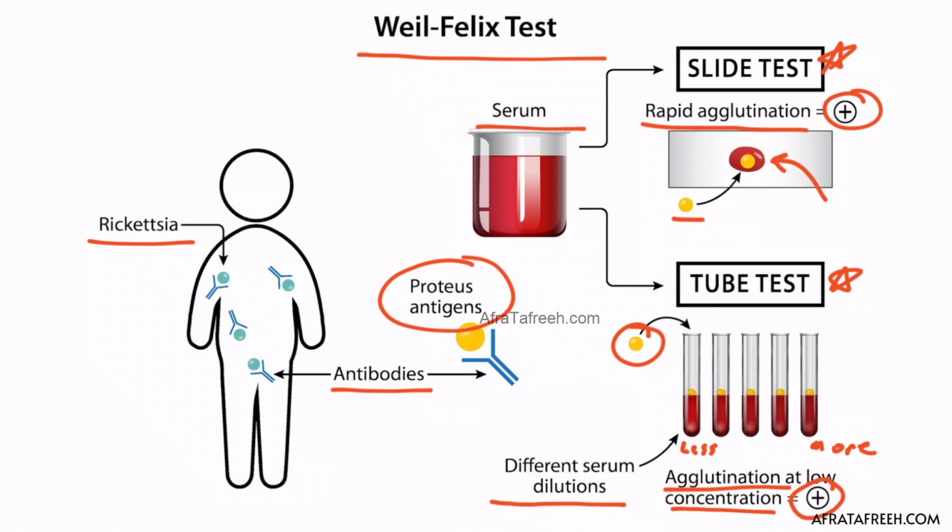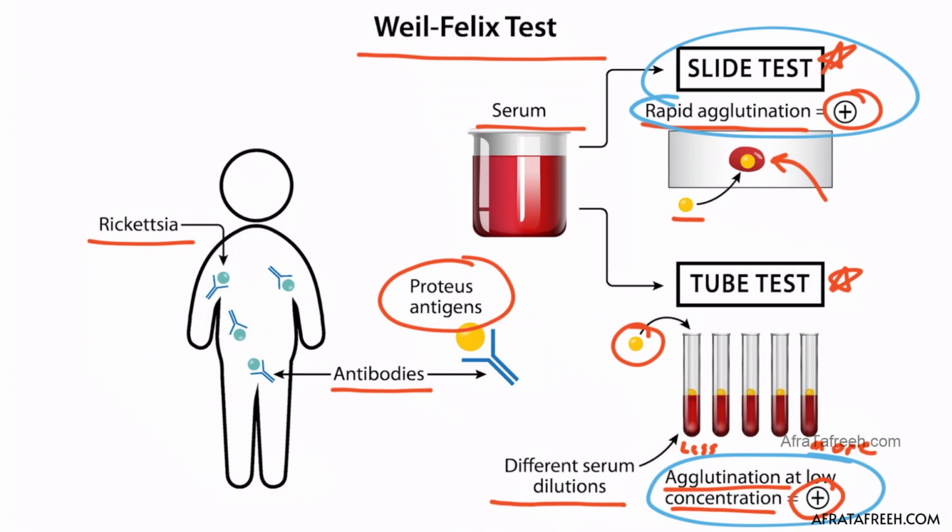Now, the speed at which agglutination occurs, which is relevant for the slide test, or the concentration at which agglutination occurs, relevant to the tube test, is not important to know. So don't get wound up on this. And the reality is that this test is not very sensitive or specific, although it is used worldwide still. And the next test we introduce is the ideal test.